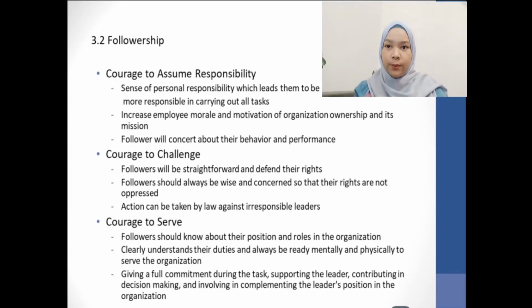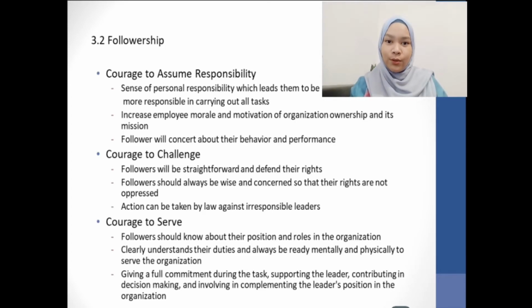Next, for followership, the role of followership is the courage to assume responsibility. Followers should have a sense of personal responsibility which leads them to be more responsible in carrying out all the tasks given by the leaders.